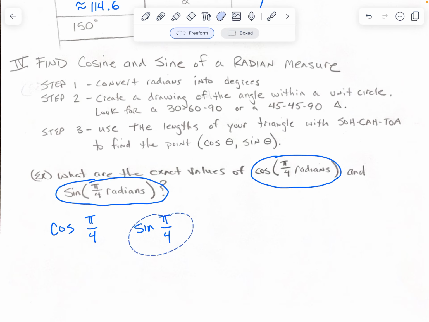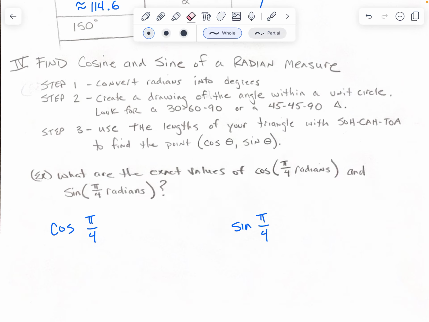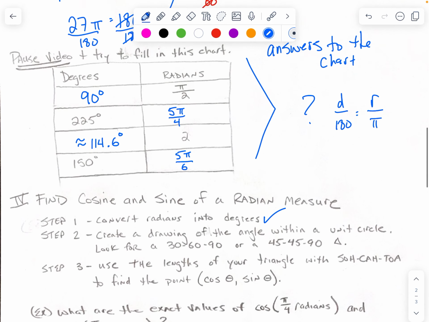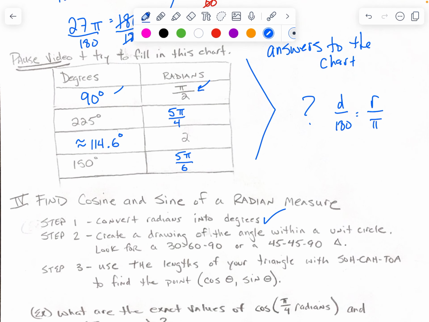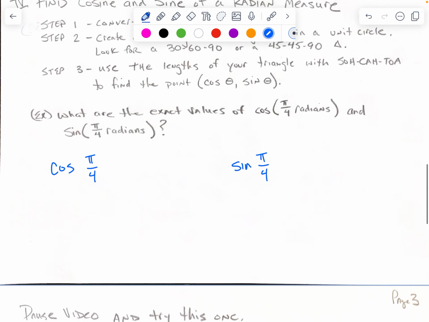When you're working on these problems, it's important to know that we're actually going to revert back to what we did yesterday and today. We're going to just convert these back into degrees. Since I just did this chart, I'm going to use this a little bit. If pi over 2 is 90 degrees, then half of that, pi over 4, would be half of my degrees, or 45 degrees.